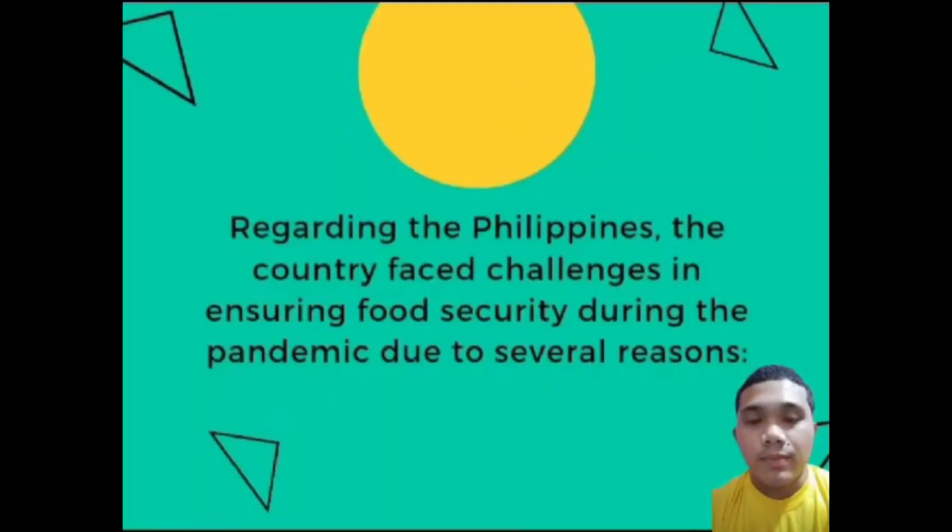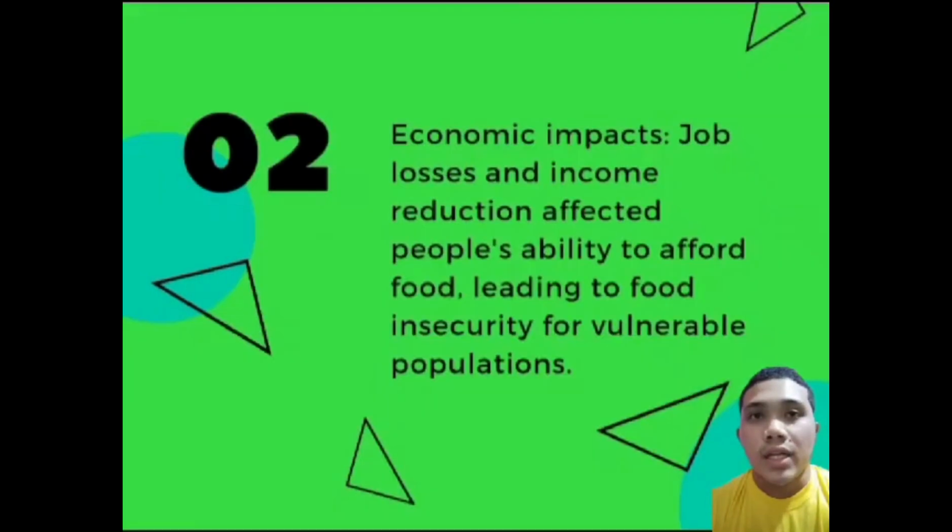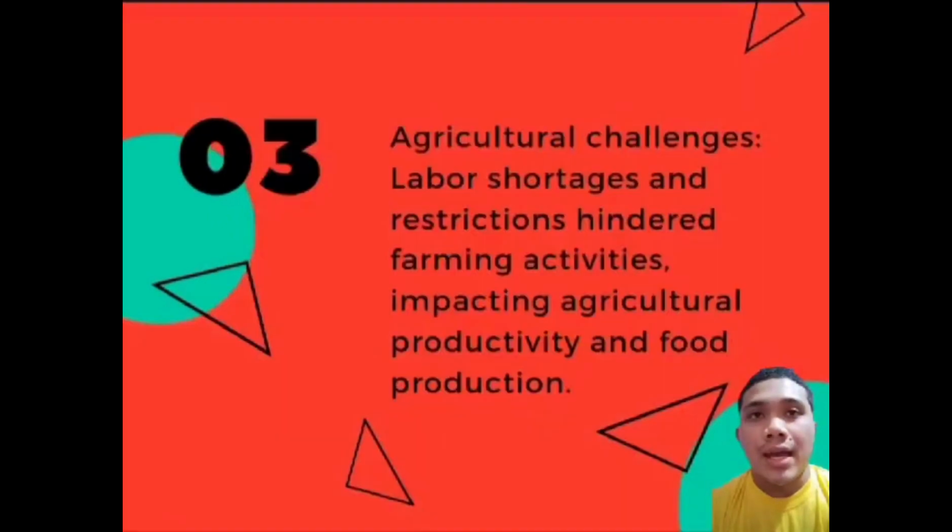Regarding the Philippines, the country faced challenges ensuring food security during the pandemic due to several reasons. First, supply chain disruptions: restrictions on movement and transportation disrupted the supply chain, affecting distribution of food, especially to remote areas. Second, economic impacts: job losses and income reduction affected people's ability to afford food, leading to food insecurity for the vulnerable population. Third, agricultural challenges: labor shortages and restrictions hindered farming activities, impacting agricultural productivity and food production.